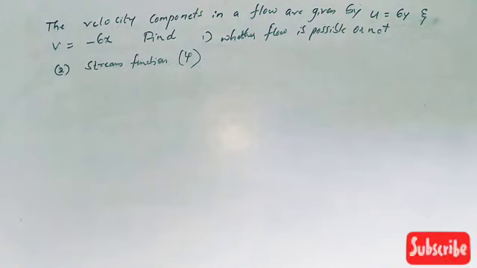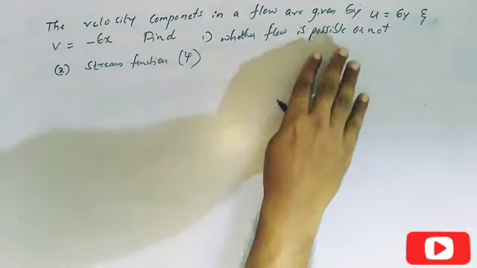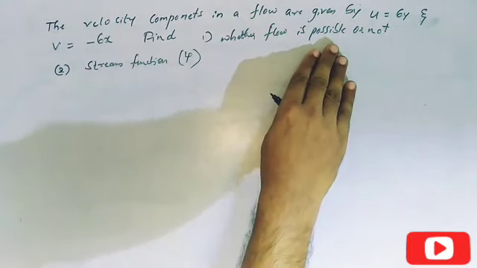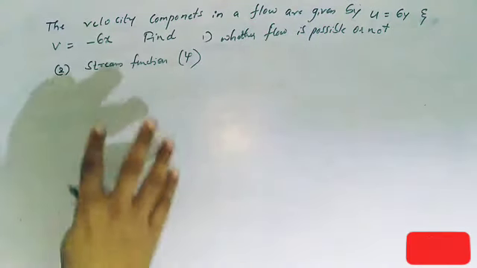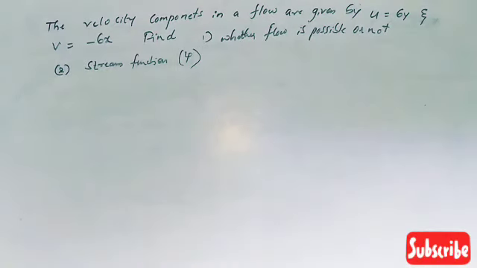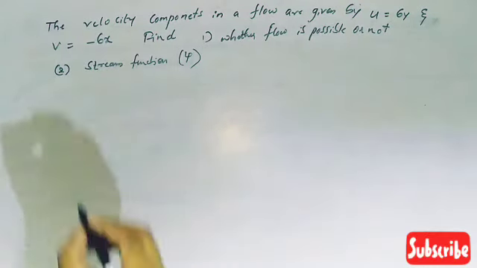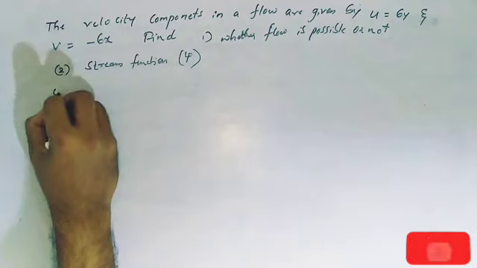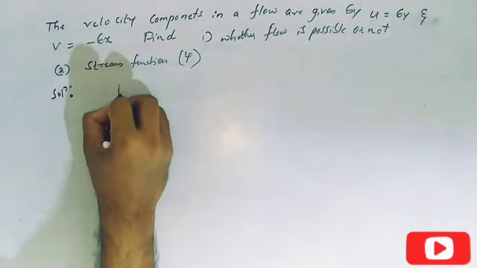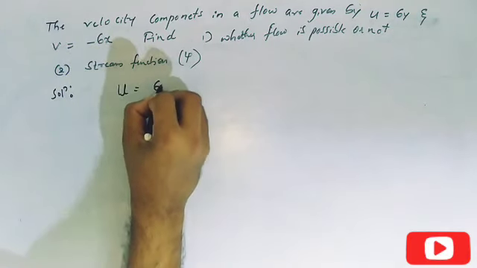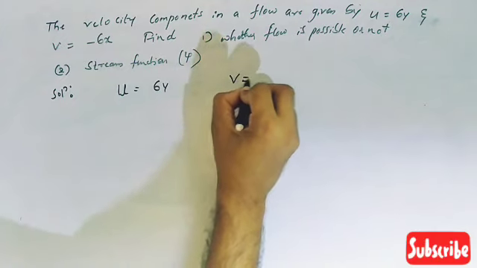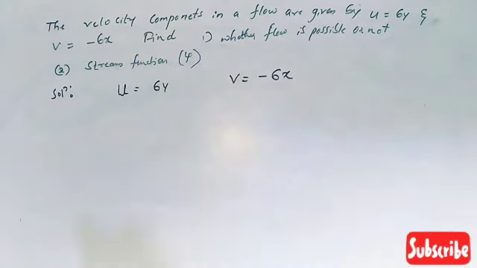Now, in this numerical, I first need to prove whether this flow is possible or not. Then I need to identify the stream function psi. So let us solve this one. As it is given, u equals 6y and v equals minus 6x.